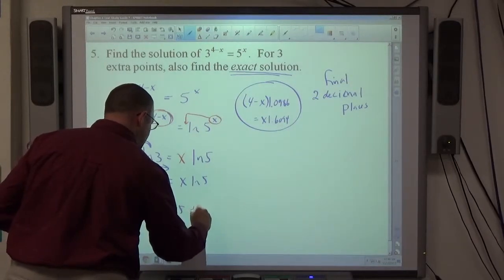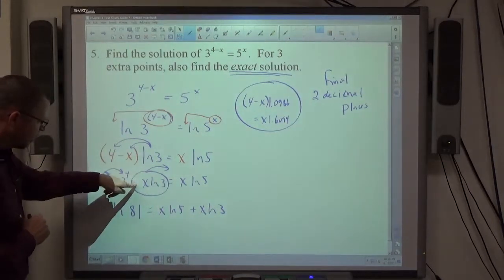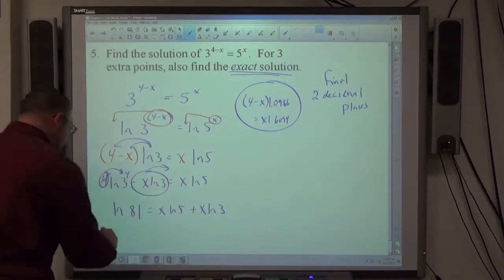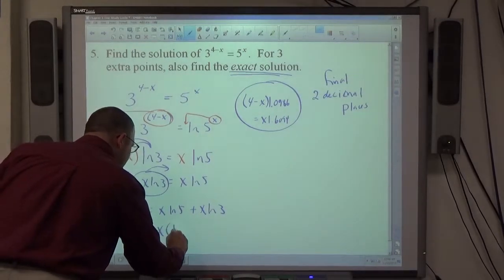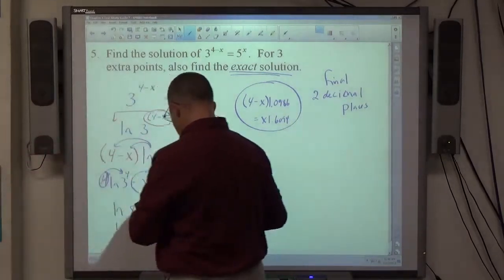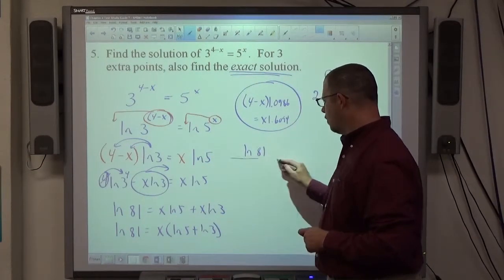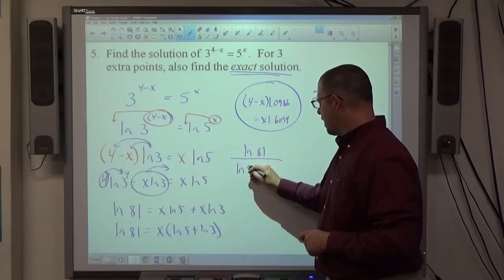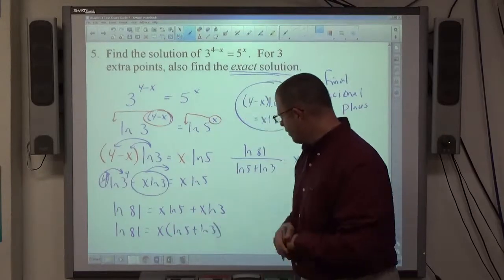We're going to move the x ln 3 over to the right. It's negative on this side, so it becomes positive on that side. ln 81 equals x times the quantity ln 5 plus ln 3. Bring it over here: ln 81 over ln 5 plus ln 3 is equal to x. Just divide both sides by the coefficient.